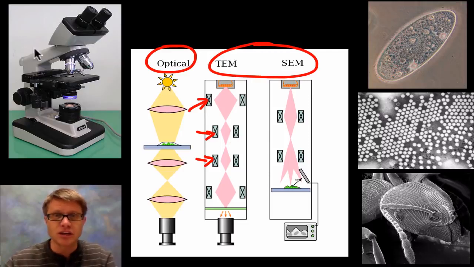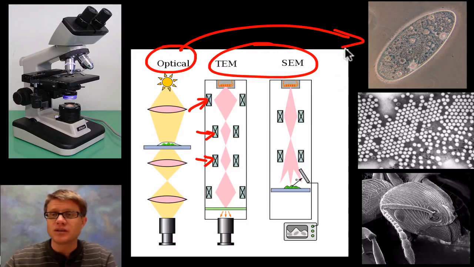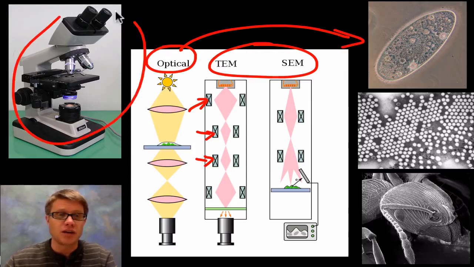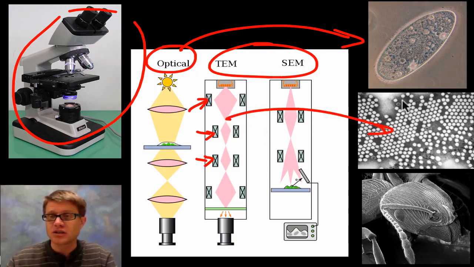So here's some pictures that were taken with these. This would be paramecium with an optical microscope, one that you'd have in a typical biology classroom. These ones are taken by a transmission electron microscope. These are little viruses, or this would be an ant that you're looking at.